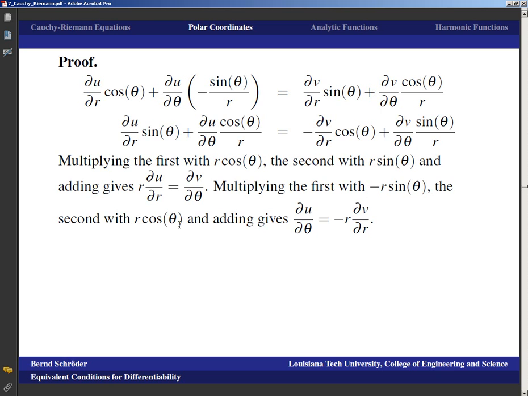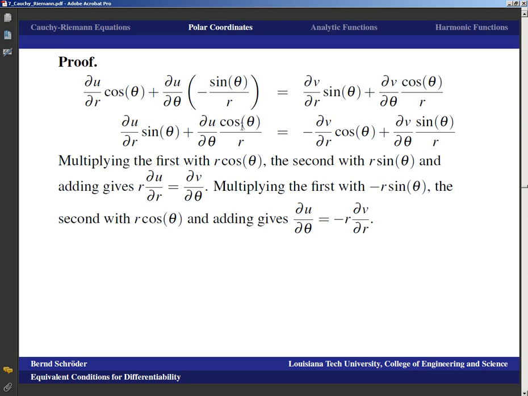This is really just the elimination method for systems of linear equations, very much on steroids, because we of course work with rather ugly coefficients, but it gets us the right thing, right? Multiply the first one with negative r sine theta, gives us negative r du dr sine theta cosine theta. Multiply the second one with r cosine theta, we get negative r du dr sine theta cosine theta. This guy and this guy cancel.